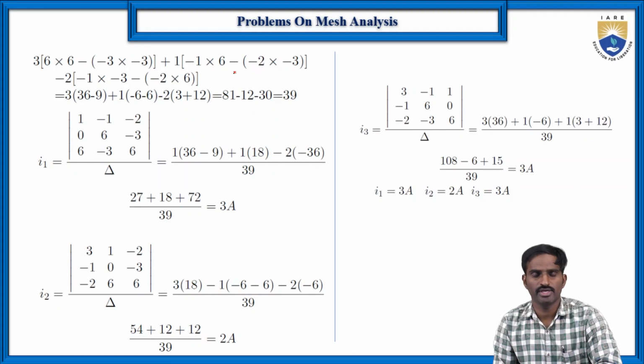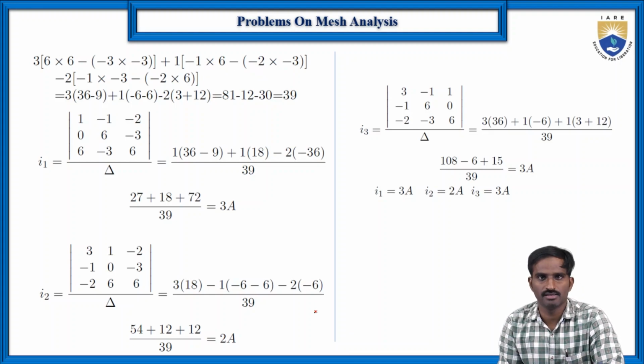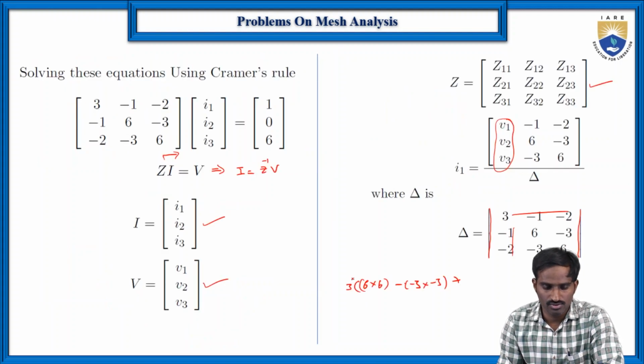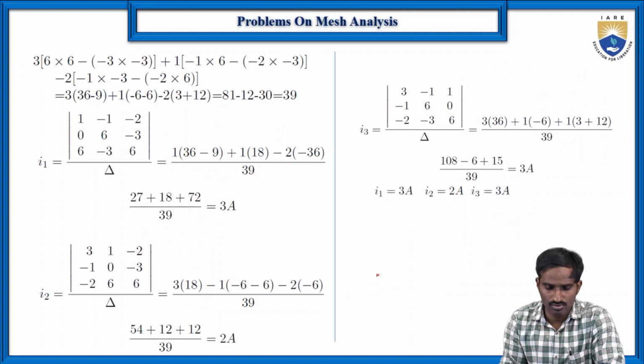So I think I need not explain how to find the determinant of a matrix, since we have already learned that. That's why I am not going to explain it again. This way we can find the determinant of the Z matrix, and the determinant we got here is 39, right?